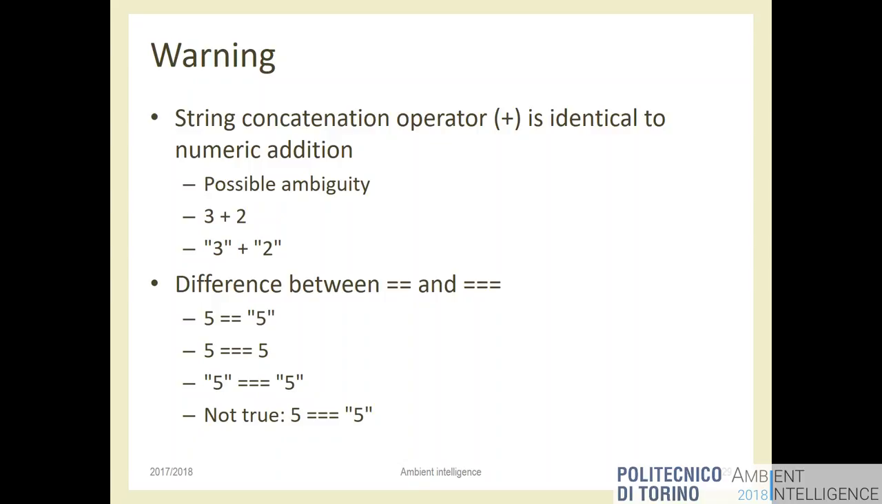5 as a number and 5 as a string are equal. 5 as a number and 5 as a number are triple equal because they are identical in value and type, but 5 as a number and 5 as a string that are double equal are not triple equal. Okay, so this is the difference. So let's remember which one to use depending on the context. If we want to enforce the type, use triple equal. If you don't care about the type or just about the value, use the normal double equal.